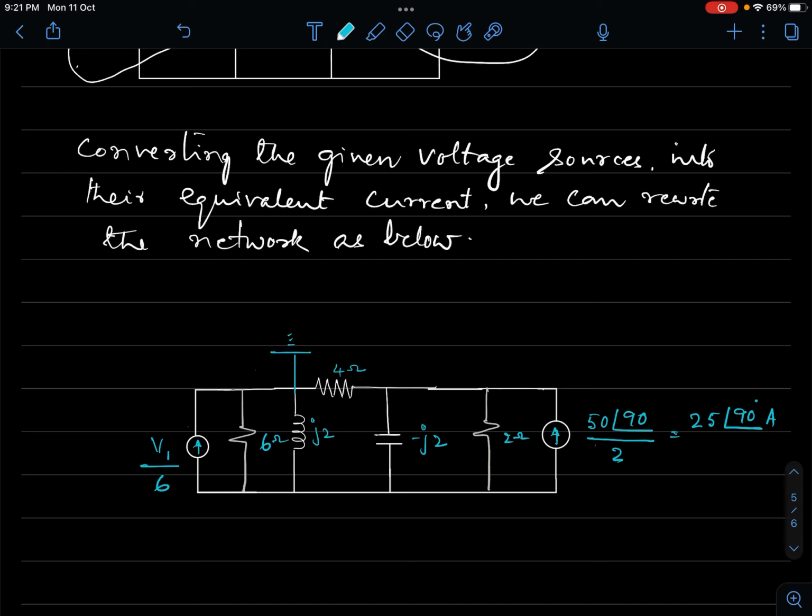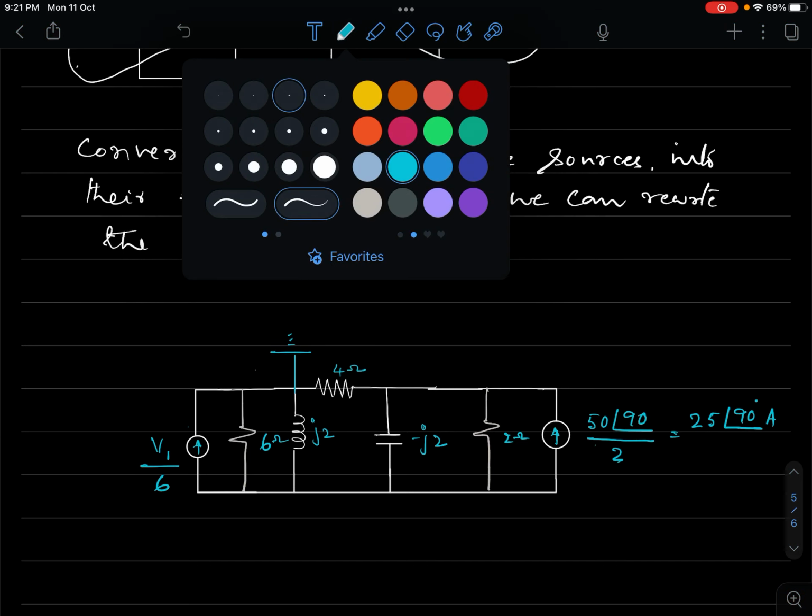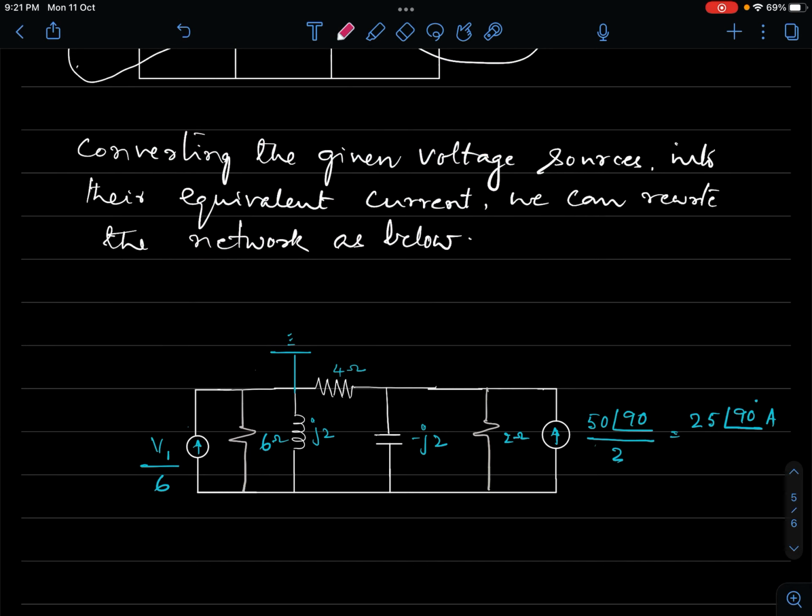Okay, so if that node is taken as the reference node, how many nodes am I left with? How many nodes are there? If I identify the nodes with a different color, perhaps I'll take this color. There is one node formed here, which I will denote as VA, the node A with a potential of VA, and the other node here is VB. These are the only 2 nodes we have.